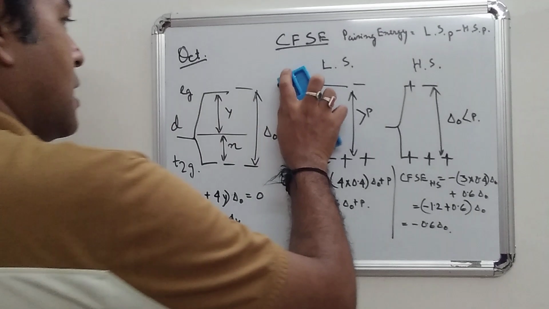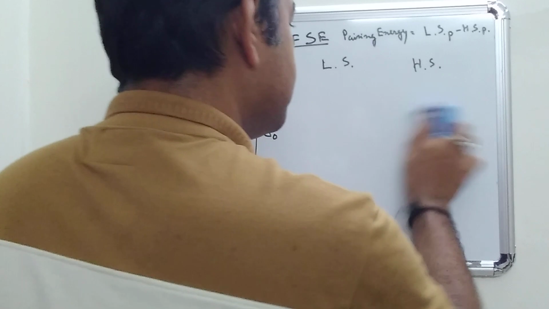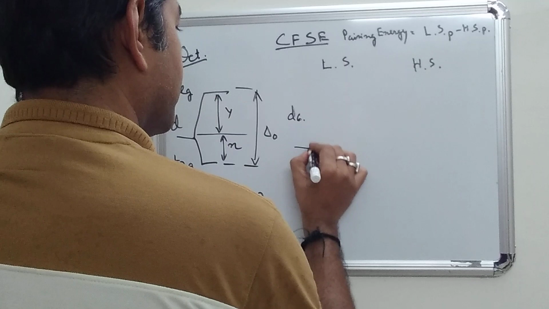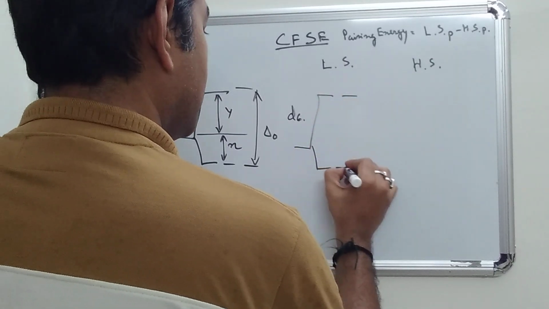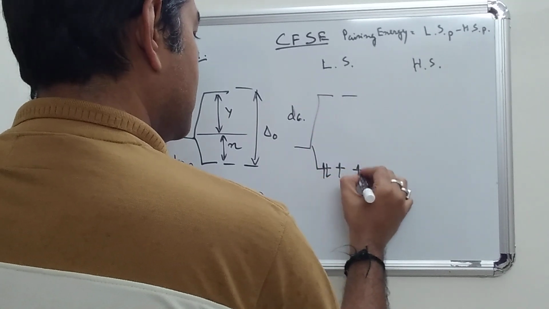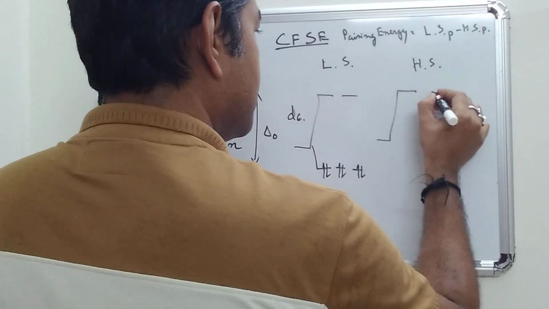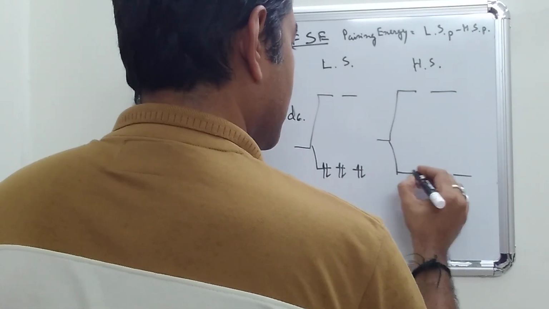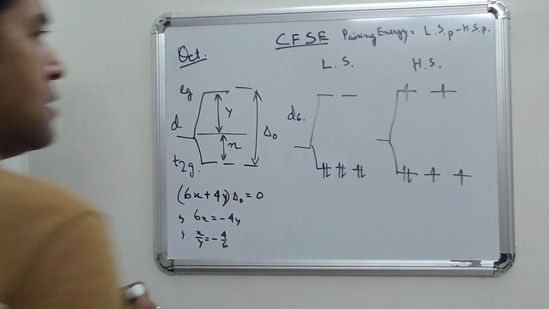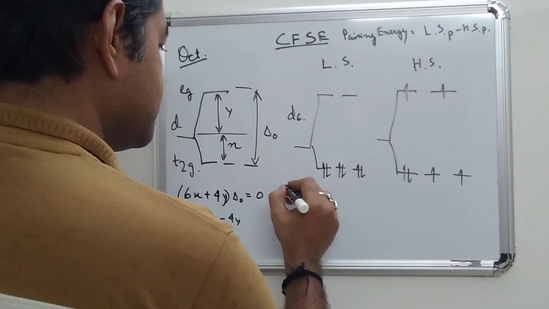Now let us consider another system where we can calculate the CFSE: d6. First the orbital splitting, 6 electrons for the low spin, 1, 2, 3, 4, 5, 6, and for the high spin 1, 2, 3, 4, 5, and 6. So the difference between the pairing energy will be 3 minus 1 equals 2.